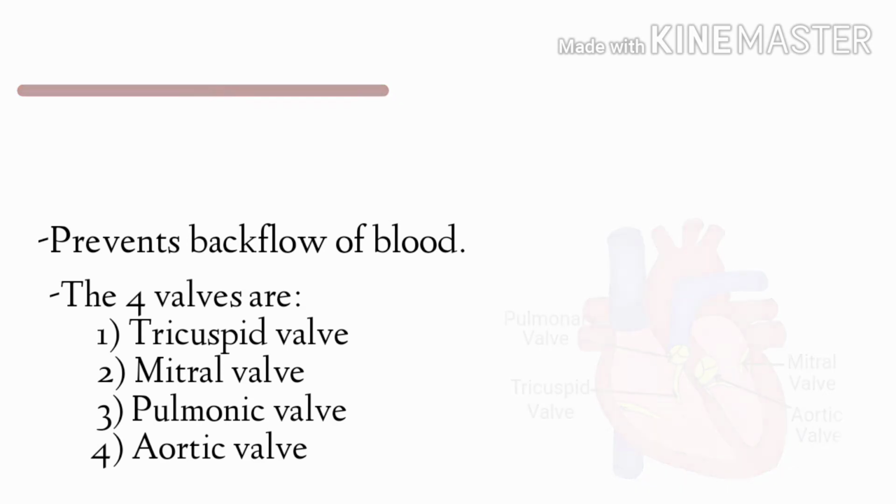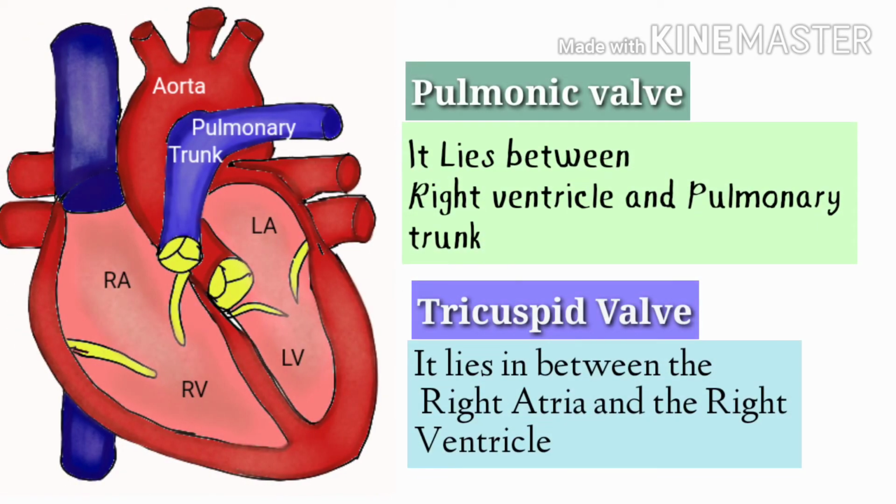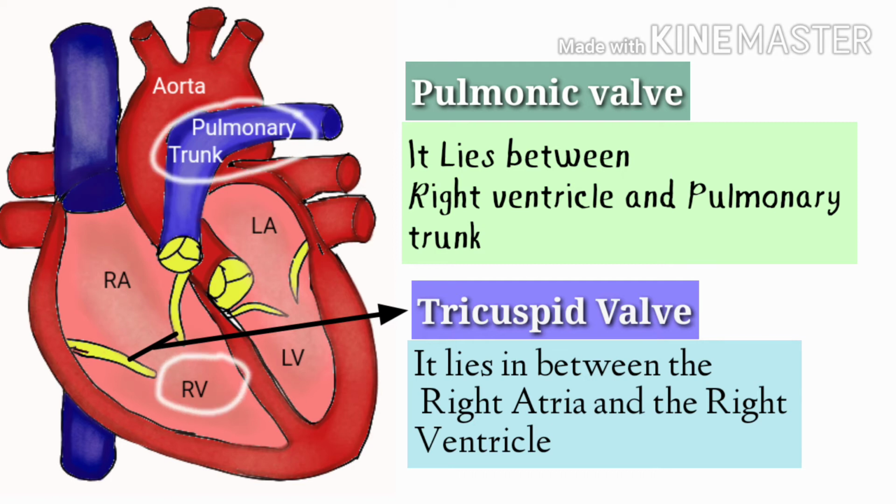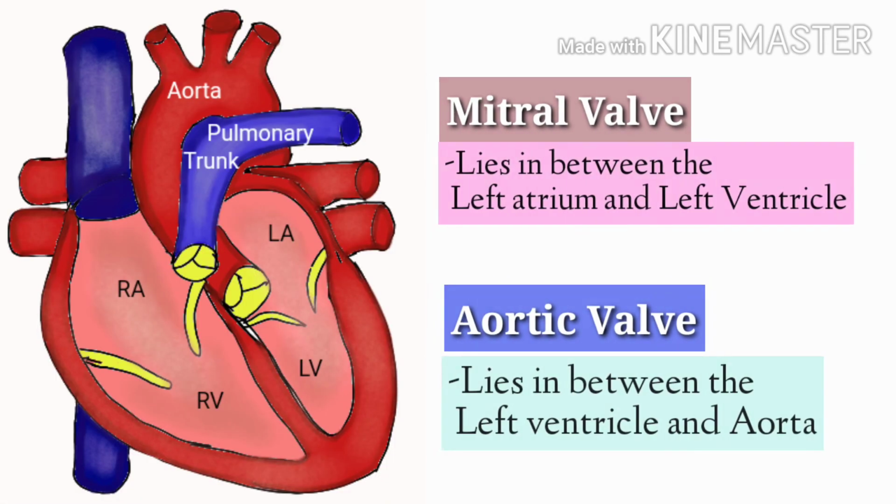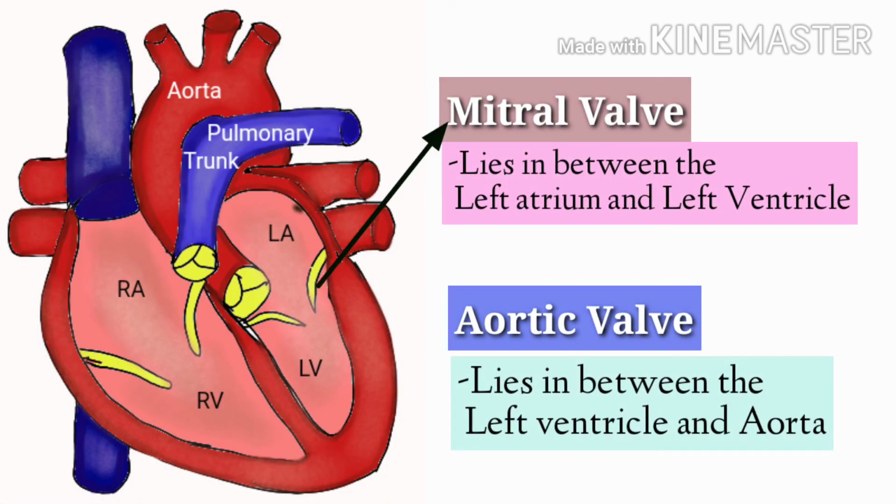valve. The tricuspid valve lies in between the right atria and the right ventricle. Thus, it is also called the right atrioventricular valve. Since the right ventricle pushes blood towards the pulmonary trunk, the valve that is present in between them is called the pulmonic valve.